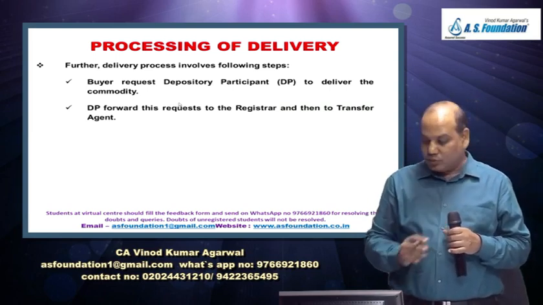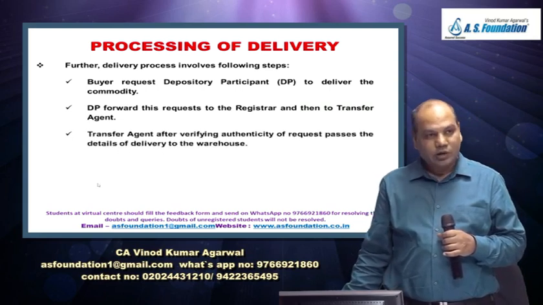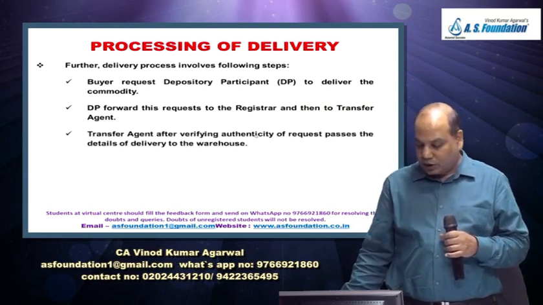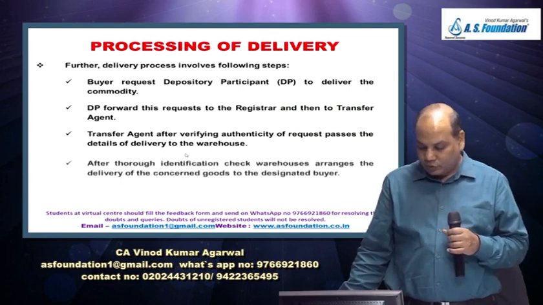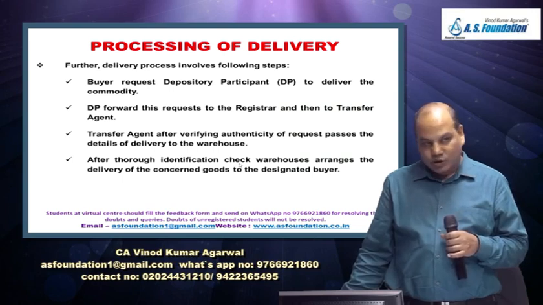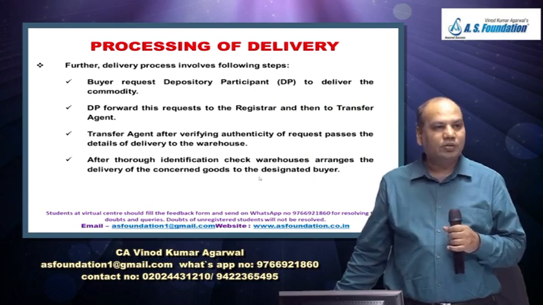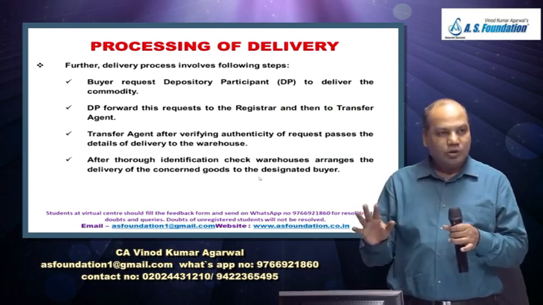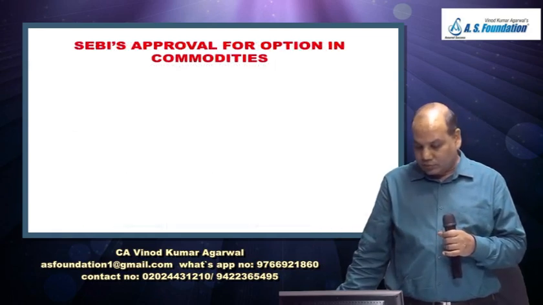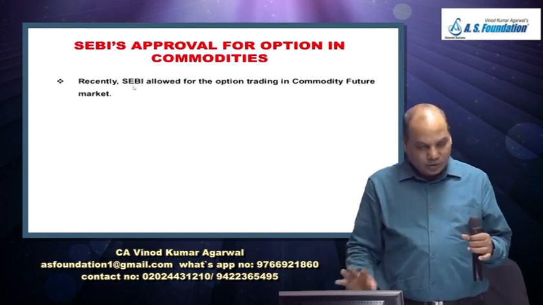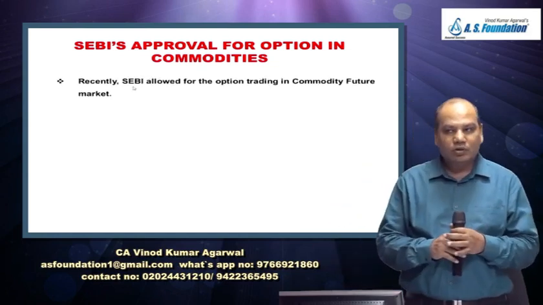The DP forwards this request to the registrar and then to the transfer agent. The transfer agent, after verifying the authenticity of the request, passes the details of delivery to the warehouse. After a thorough identification check, the warehouse arranges the delivery of the concerned goods to the designated buyer. So one should submit all the relevant documents, then you can take the delivery from the warehouse. So this is a brief introduction of delivery based commodities.